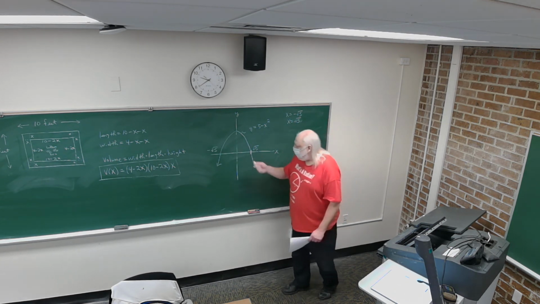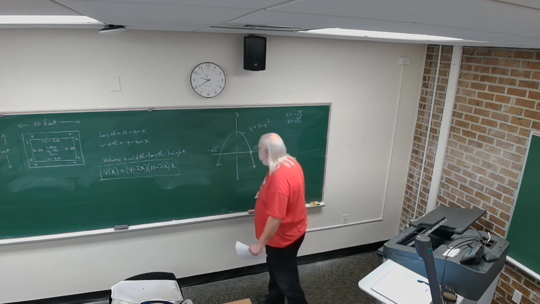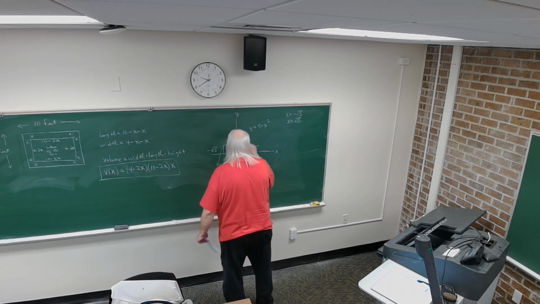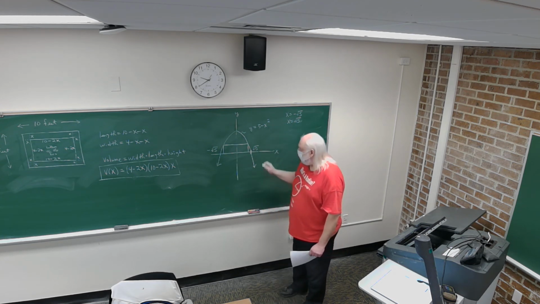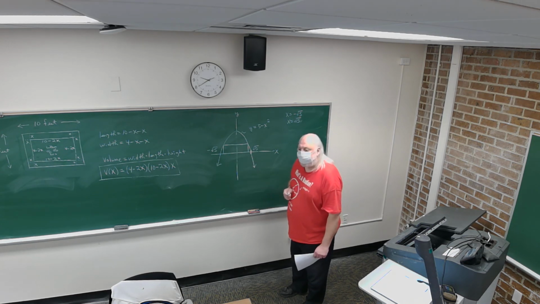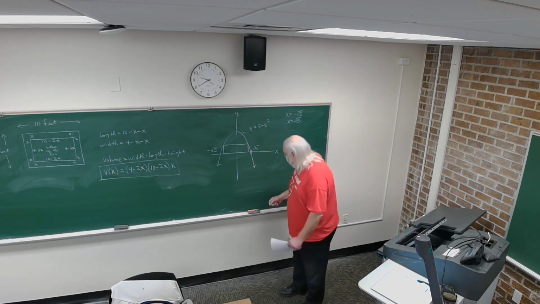Now, inside this parabola, with the base of the rectangle on the x-axis, we inscribe a rectangle. Inside this parabola, we inscribe a rectangle with its bottom side on the x-axis. What is the area of that rectangle, as a function of x? We can do that.